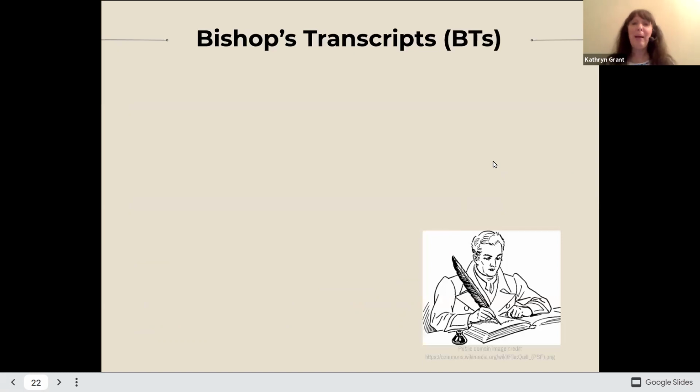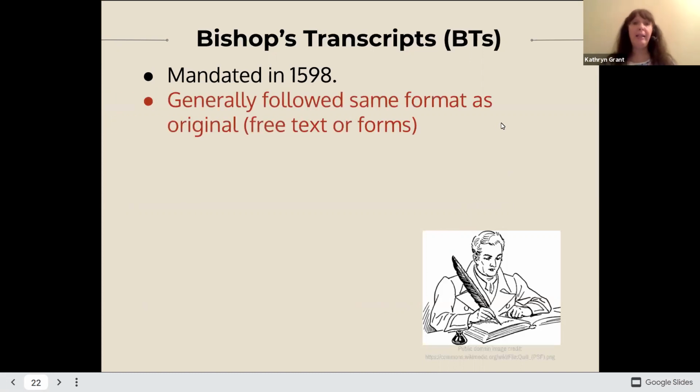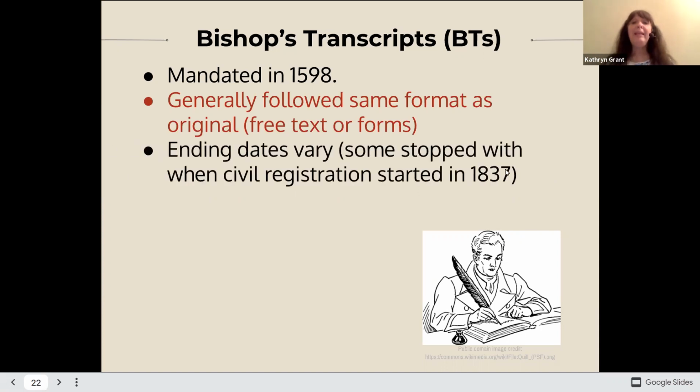Okay, let's talk about bishops' transcripts. As we mentioned, those were first mandated in 1598 for safety reasons, just because if you only had one copy, there was a greater chance of losing that information. They generally followed the same format as the original. In other words, if one was free form, then the other would be free form. Or if one used the printed form, the other would use the printed form as well. The ending dates for bishops' transcripts varied.